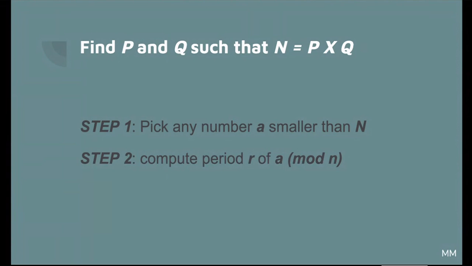For the second step, we'll have to compute the period r of a mod n. That will be done by calculating a mod n, a to the 2 mod n, a to the 3 mod n, and so on and so forth, until we get a value r that's an exponent of a such that it fulfills the definition of the period r of a mod n.